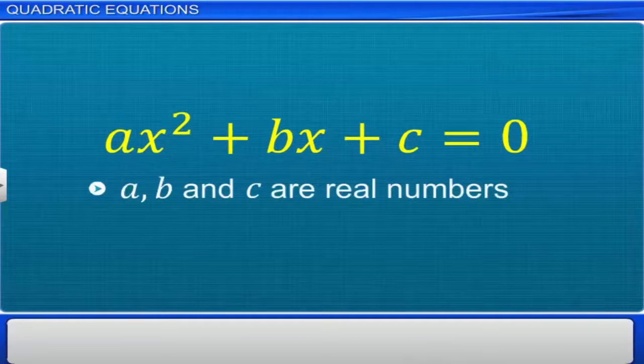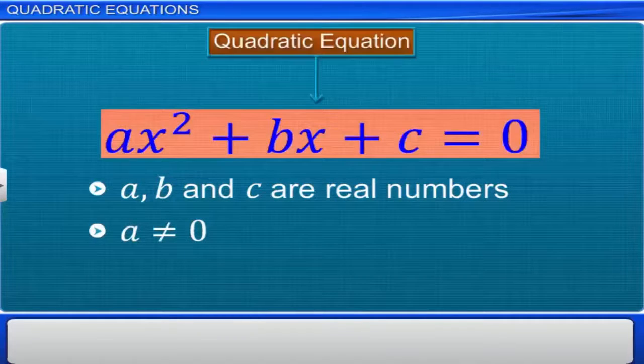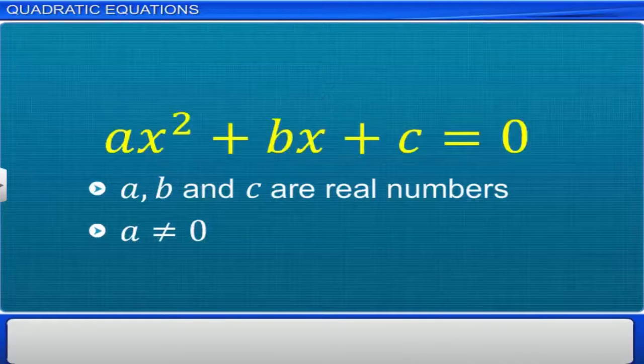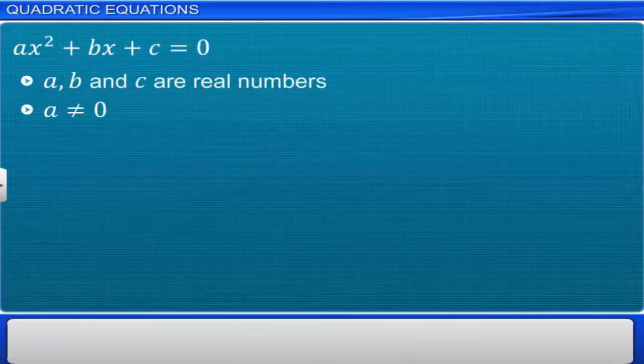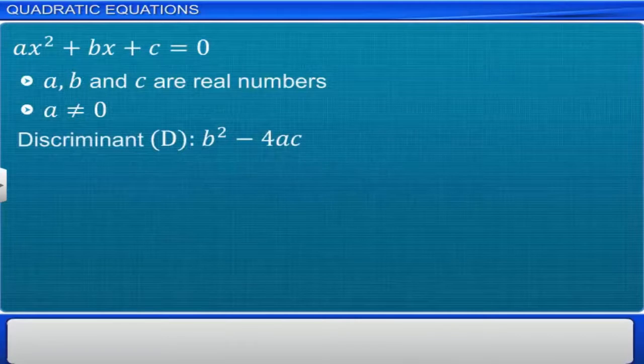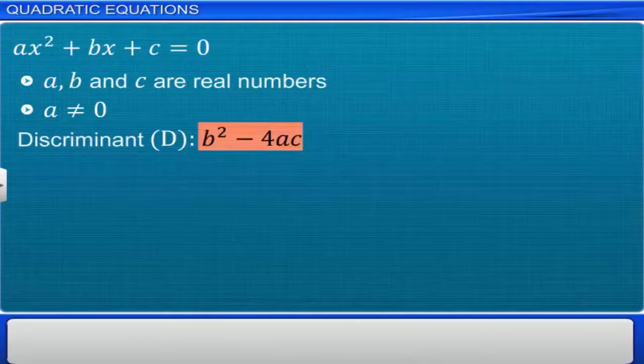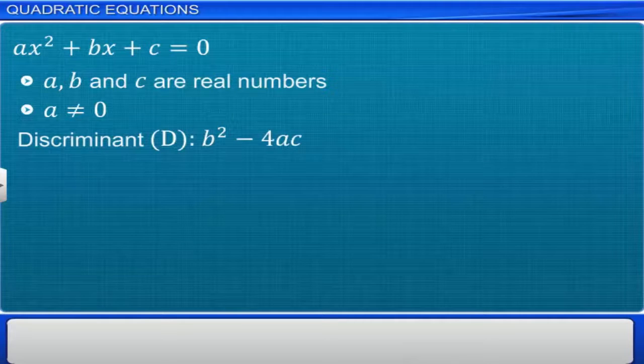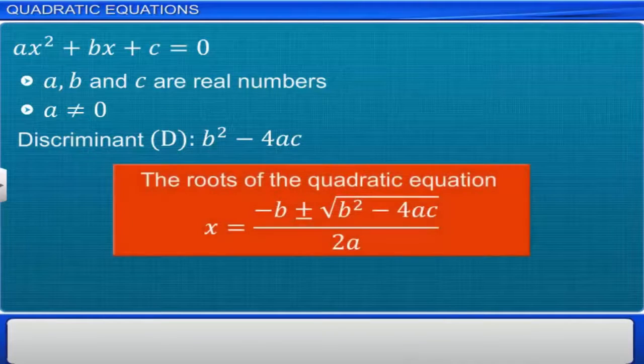An equation of the form ax squared plus bx plus c equal to 0, where the coefficients a, b and c are real numbers and a is not equal to 0, is called a quadratic equation. In a quadratic equation, b squared minus 4ac is called the discriminant of the quadratic equation and is denoted by the capital letter D. You know the formula to find the roots of a quadratic equation.